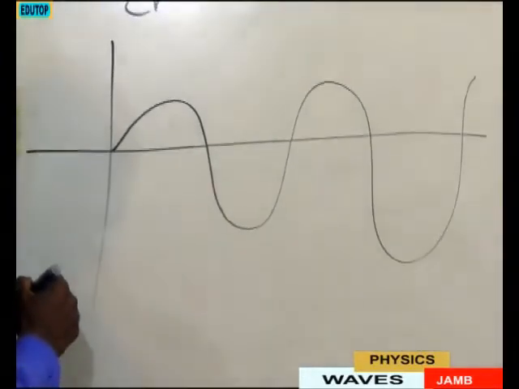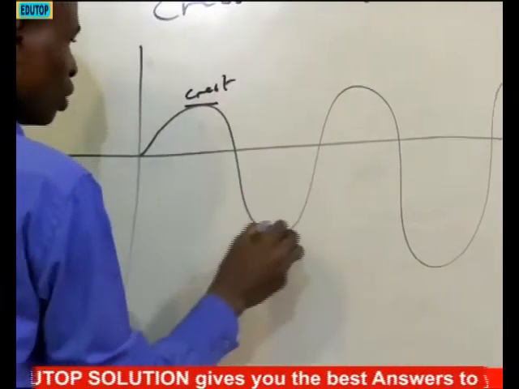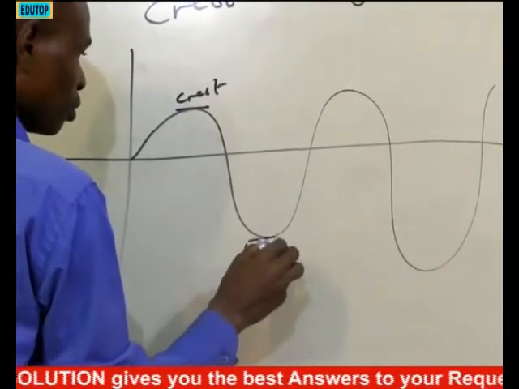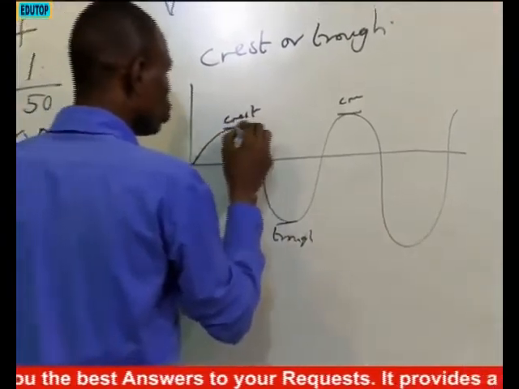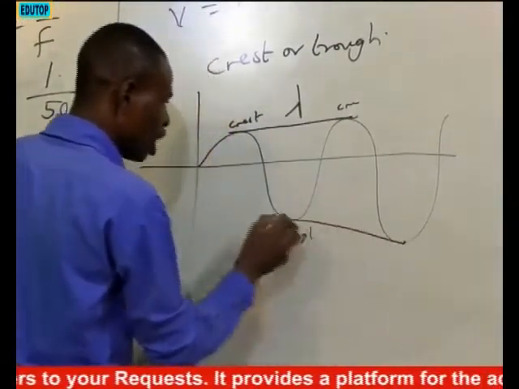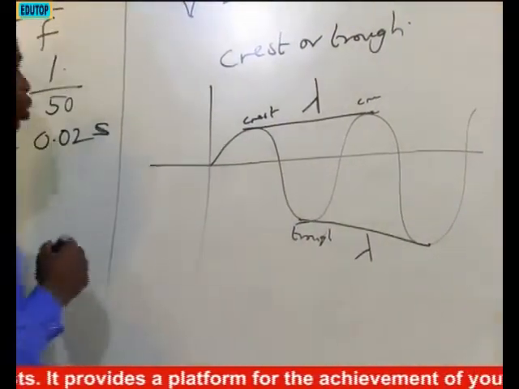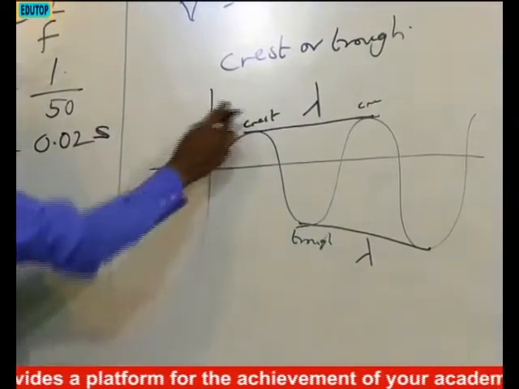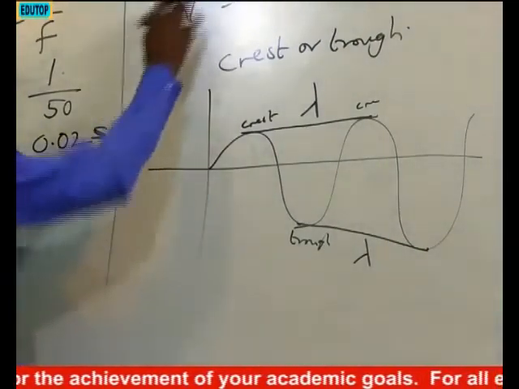Okay? This is a crest. This is a trough. This is another crest. So the distance between two successive crests or two successive troughs is our wavelength. The distance between two successive crests or troughs, so that's wavelength.